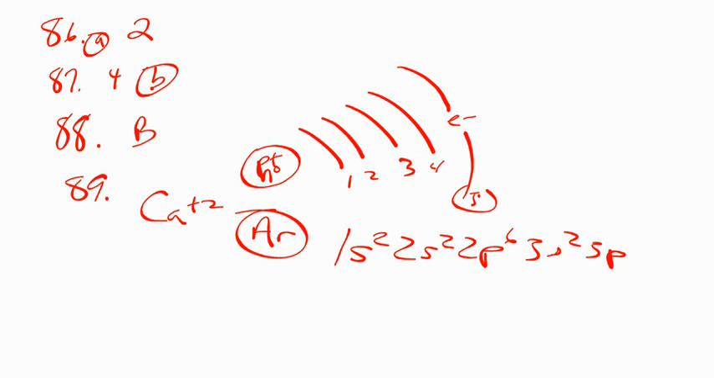90. The octet rule states, in chemical compounds, atoms tend to have 8 electrons in their principal energy level. That's C. And I'm going to stop it here, and I'll do another one in a minute.